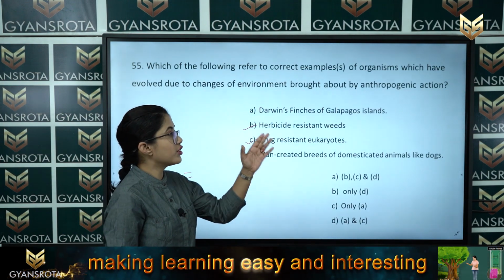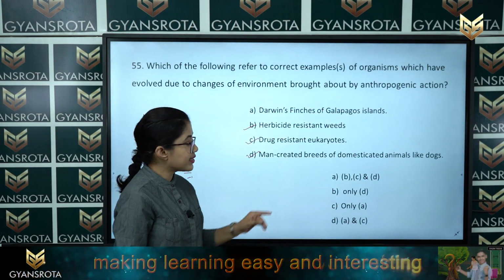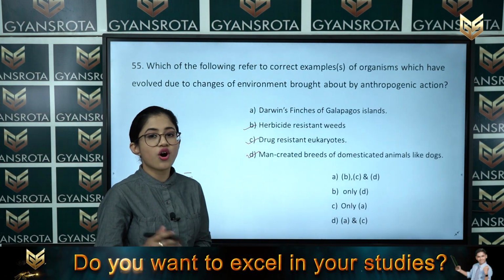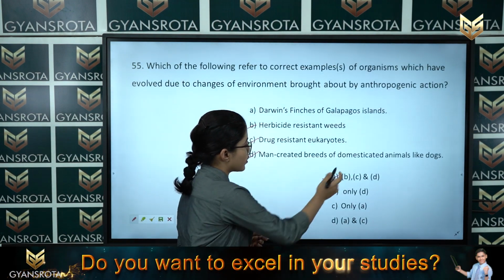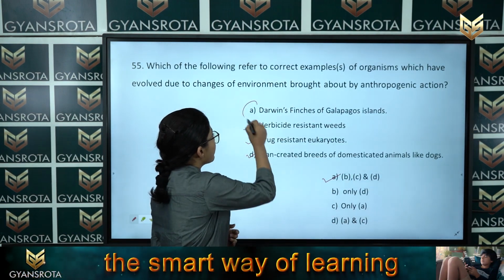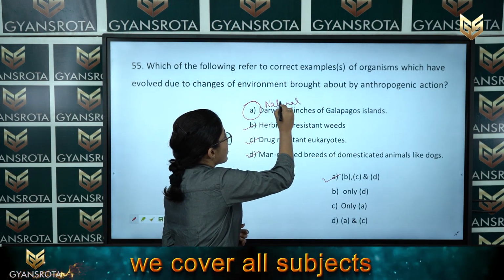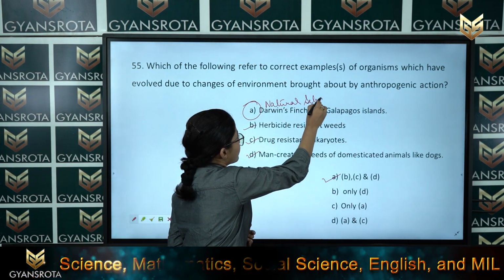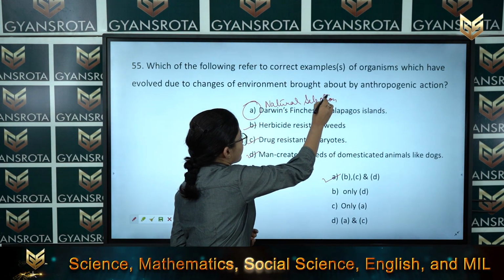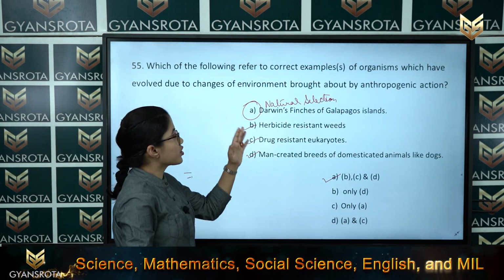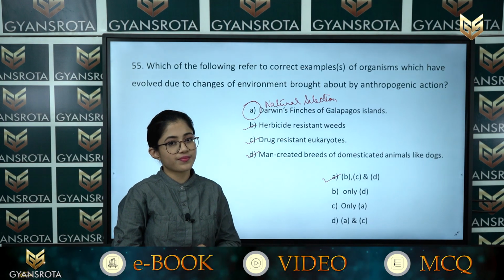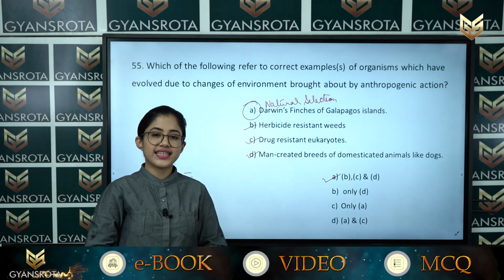for the anthropogenic action. That means among these following 4 options, option number A is the correct one, whereas statement number A is the natural selection, right? So, it is the example of natural selection. So, it is not caused by anthropogenic action. So, option number A is the correct answer.